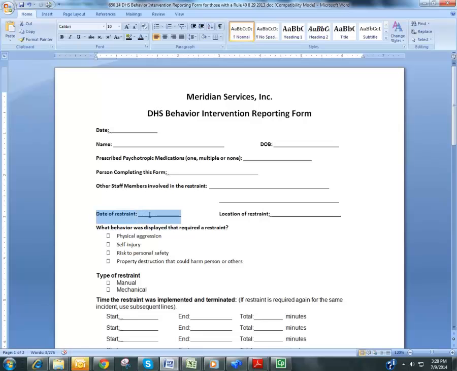Down here we have the date of the restraint. So you're going to put the actual date that the restraint happened, as well as the location of the restraint. When you're entering in the location of the restraint, it is really important that, especially if the person is out of the home, for instance, if they're in the community, you actually put the address of where the restraint occurred. So in other words, if you happen to restrain this person at Cub Foods in a specific city, you would name that address of the Cub Foods and not just say Cub Foods.